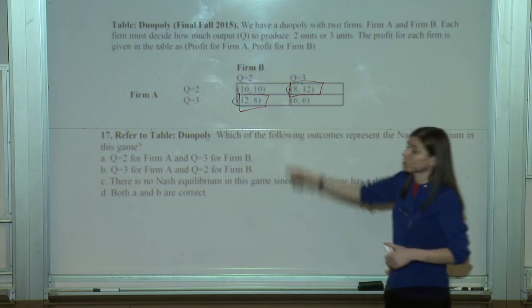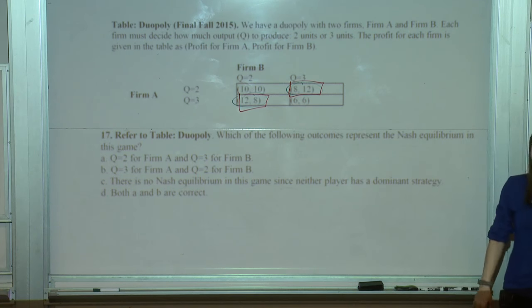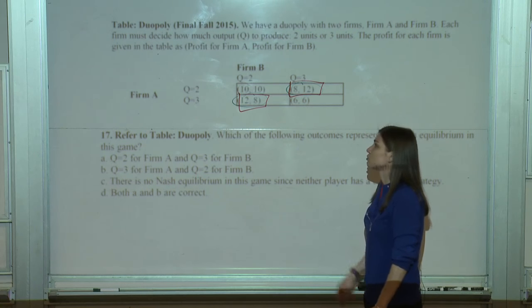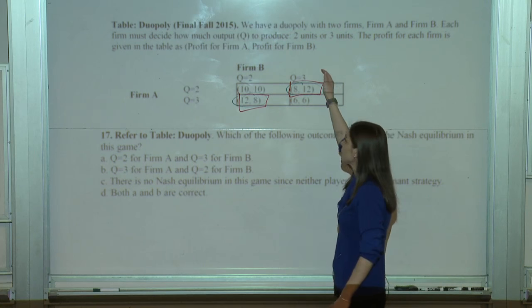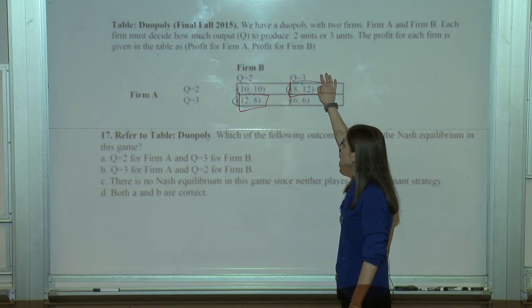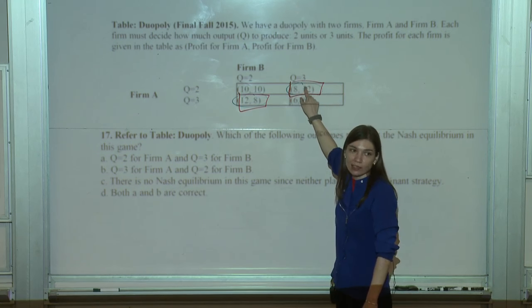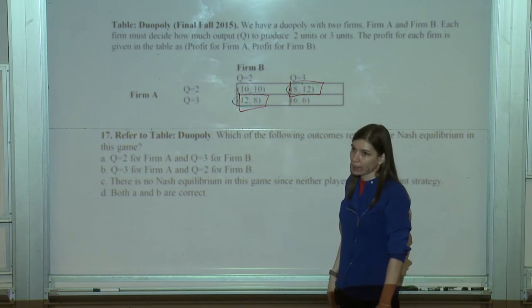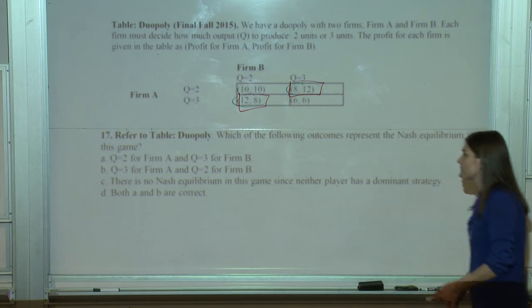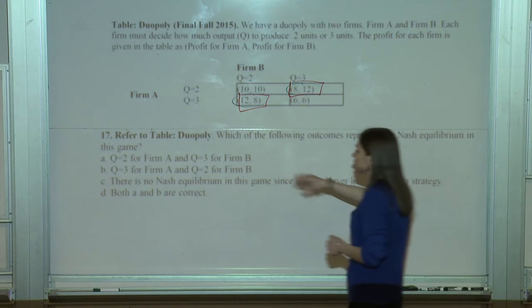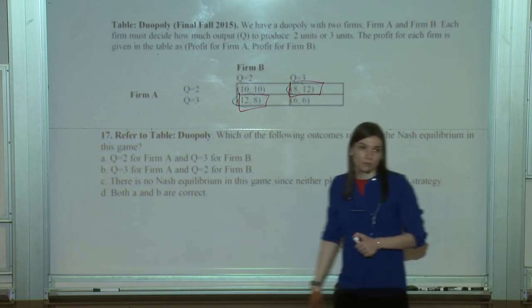2, right? Those are both Nash equilibria because they are rational given the other person's choice. In other words, firm A, given that firm B chooses 3, does not have an incentive to choose 3, right? It has an incentive to stay here, and vice versa. That's the definition of a Nash equilibrium. So we have 2 of them here, so the answer would be D.